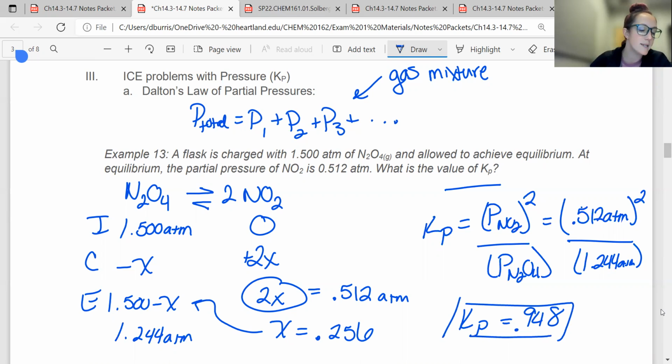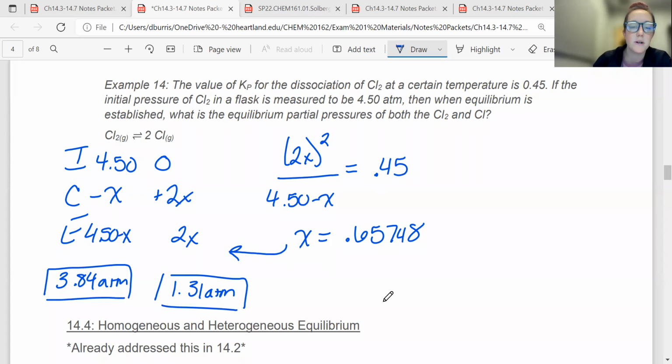All right. So like I said, try example number 14. This is another good example with pressures and practicing with your IS tables. In this particular case, I set up my equation and I had K, so I solved for x and then plugged it back in. You would have had to use the quadratic equation or the solver button on your calculator, and you should have gotten that chlorine gas is 3.84 atmospheres, and the individual chlorine atoms gas was 1.31 atmospheres.